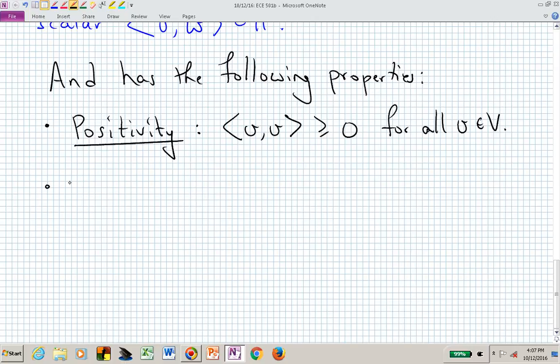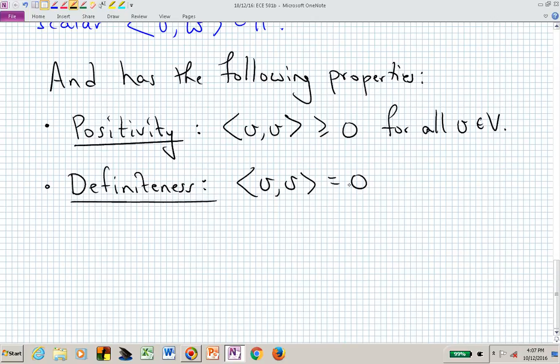We also want a property called definiteness, which says that if we take the inner product of a vector with itself and we get the scalar 0, then that's going to happen if and only if the vector that we started with was the 0 vector in our underlying vector space. So we have positivity, definiteness.